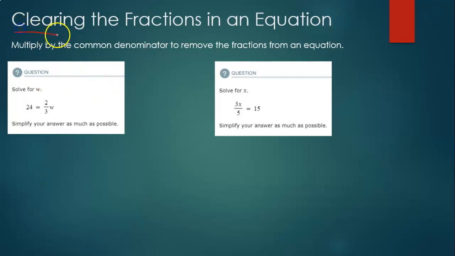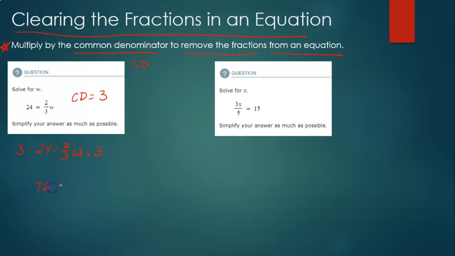You want a new topic, clearing the fractions in an equation, and you're definitely going to want to write this down. Multiply by the common denominator, which I'm going to abbreviate CD for common denominator, to remove the fractions. You don't have to write from an equation. So if I have 24 equals 2/3 W, I want to multiply by the common denominator. Well, the only denominator is 3, so I'm going to multiply both sides by 3.